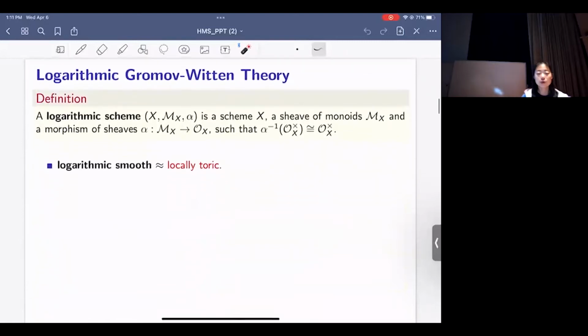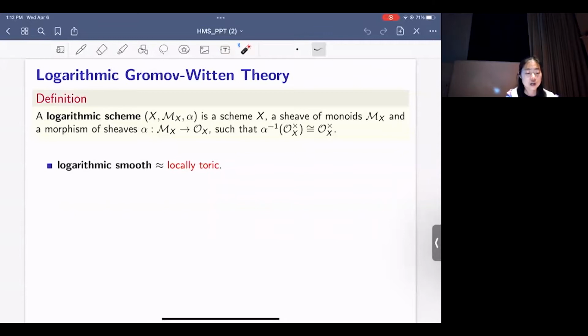Yeah, so let me go through some basic construction of what a log scheme is. A logarithmic scheme is a scheme together with a sheaf of monoids M_X and a morphism of sheaves from this M_X to the structure sheaf, such that the inverse image of the invertible functions is isomorphic to the sheaf of invertible functions.